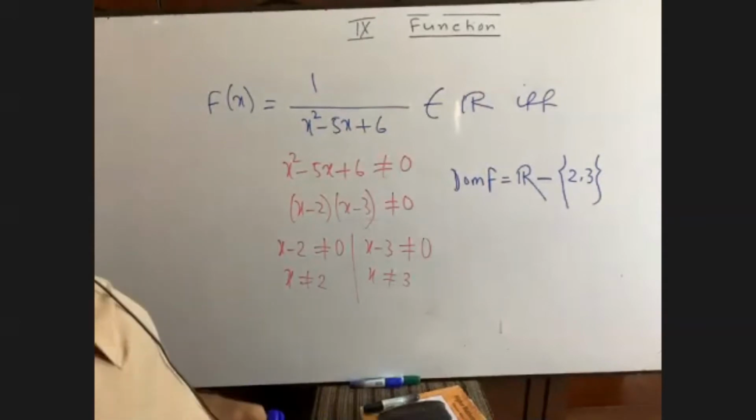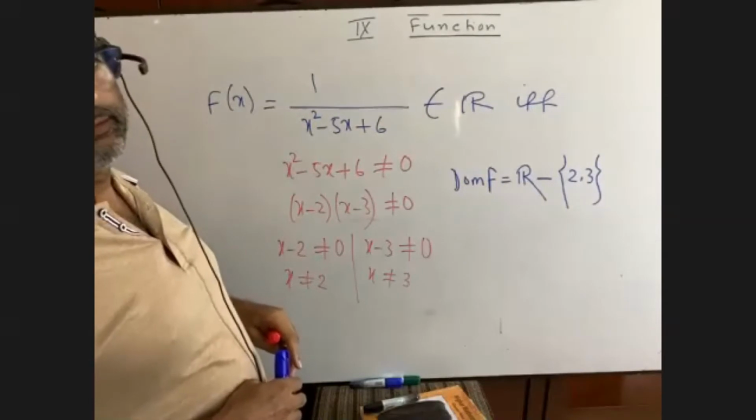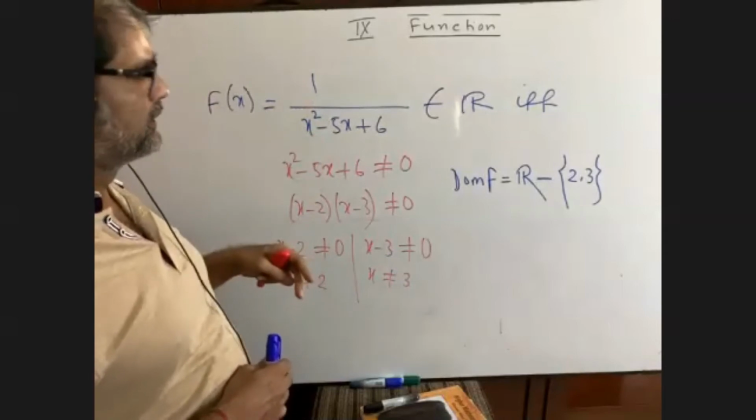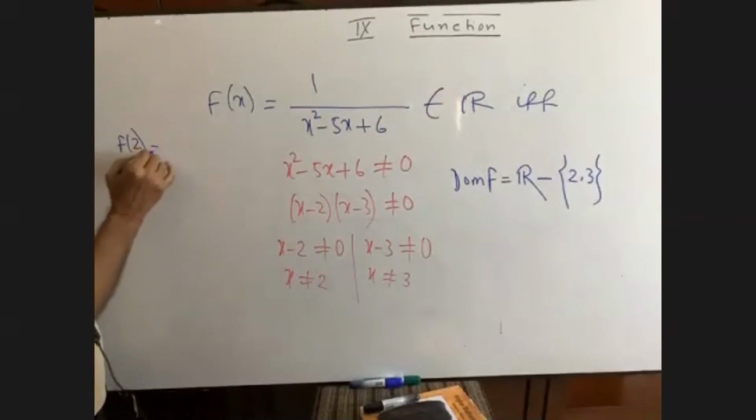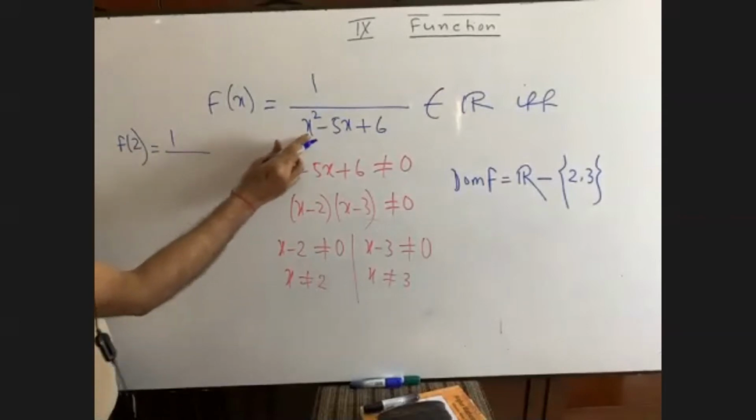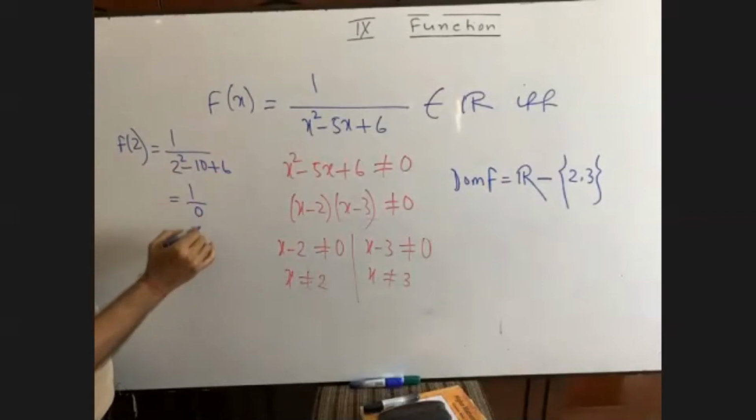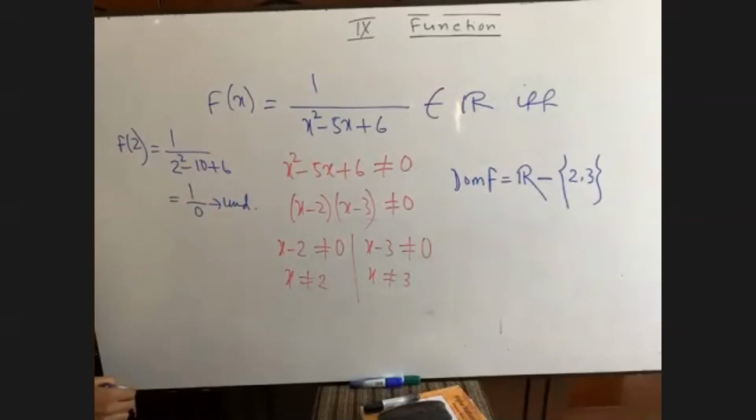Yes, sir. If we let x equal 2, we will get 1 by 0. If we let x equal 3, we will get 1 by 0. You can put it here. You see, please, what is f of 2? 1 by 2 square minus 5 times 2 plus 6. We are getting 1 by 0. That is undefined. So f of x is not defined for x equals 2.